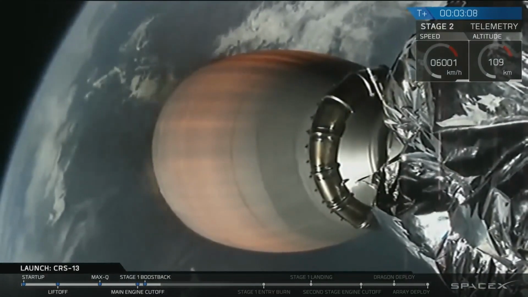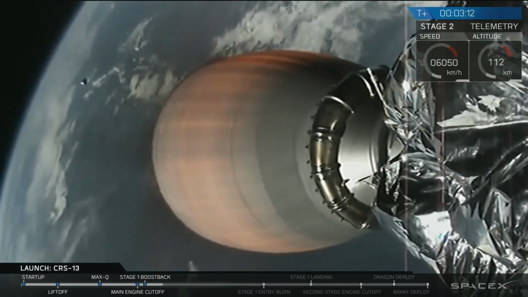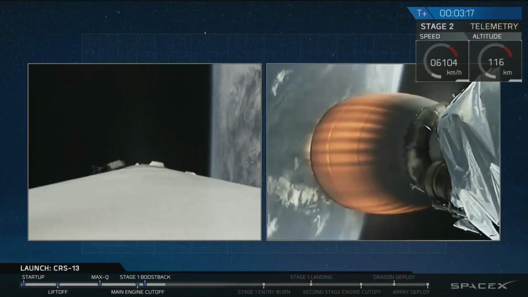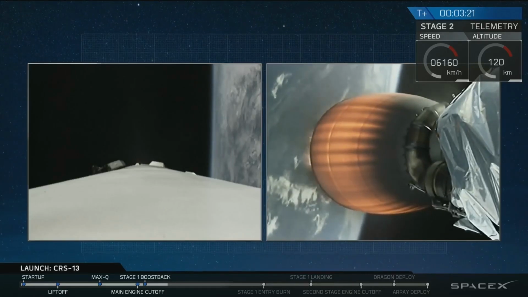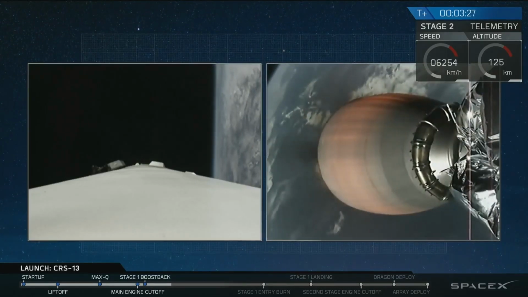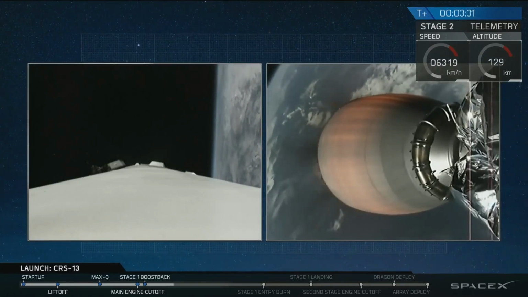Here's a live view of the second stage engine, which is still burning to reach its actual destination orbit, and you could just see the fairing that was separated. As we left the atmosphere, there was no longer any need for aerodynamic shape or protection of the payload, so the fairing was discarded. The second stage kept accelerating and got ahead of the first stage.